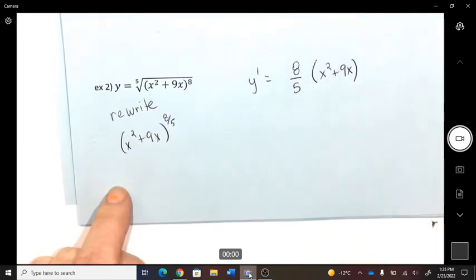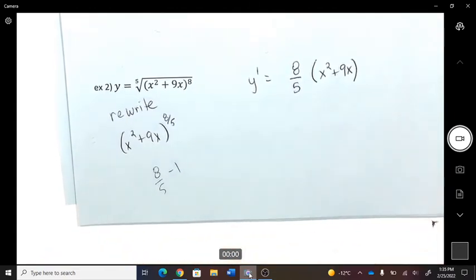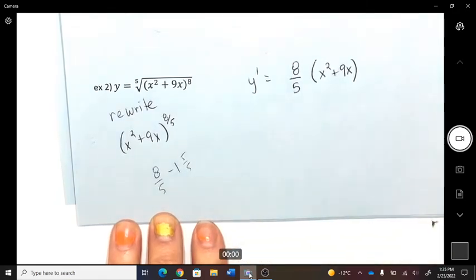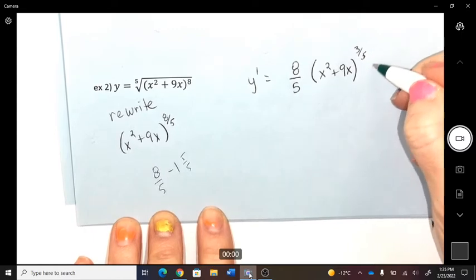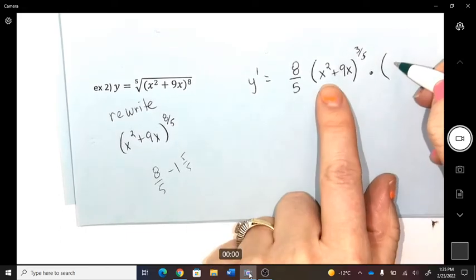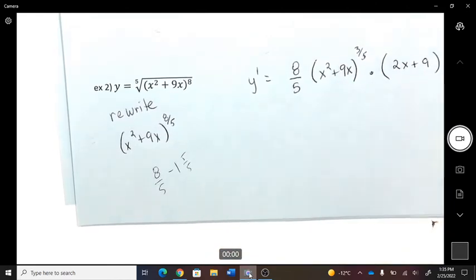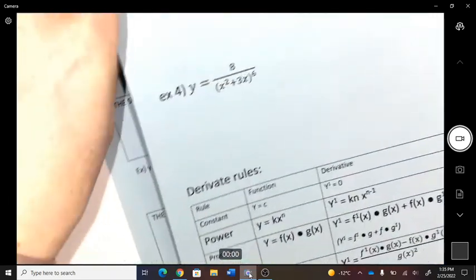to the, can you guys go down? How do you go down 1? 5/5 is the same thing. So now we're at 3/5 times, now you still have to chain it. You got to do the derivative of that group. So 2x plus 9. Okay? So it's kind of just like adding on for what we know here.